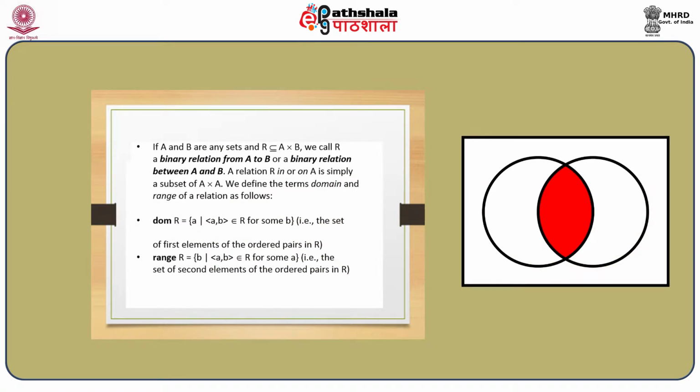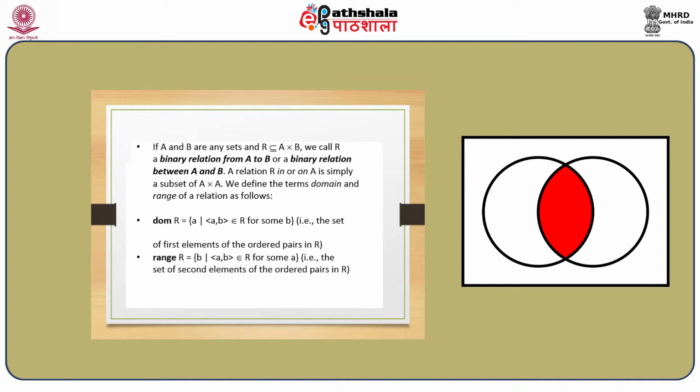R to B. If uppercase A and uppercase B are any sets, and R is a subset of the Cartesian product of A and B, we call R a binary relation from A to B, or a binary relation between A and B. A relation R in or on A is simply a subset of A squared.